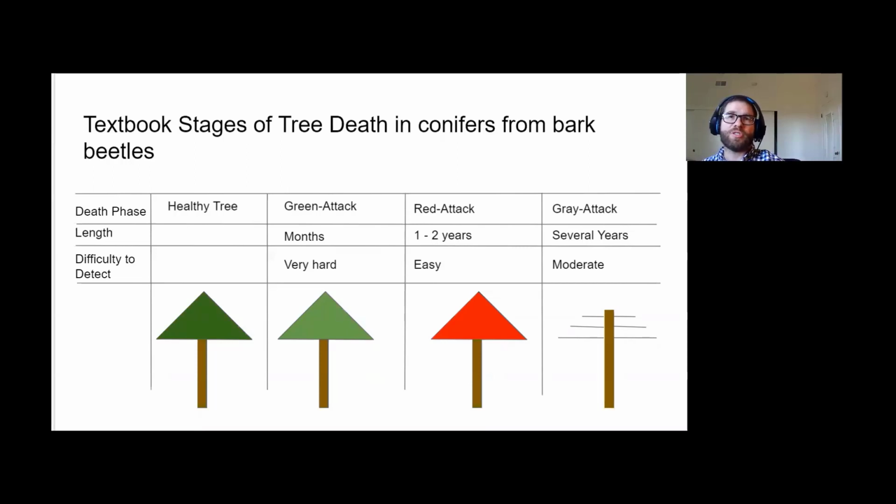Then a bark beetle girdles a tree, just as I just discussed. Immediately after the girdling occurs, the tree's leaves would look indistinguishable from a healthy tree's with the naked eye. This period, where a tree has been killed by the bark beetles, but does not visibly look dead, is known as the green attack phase.